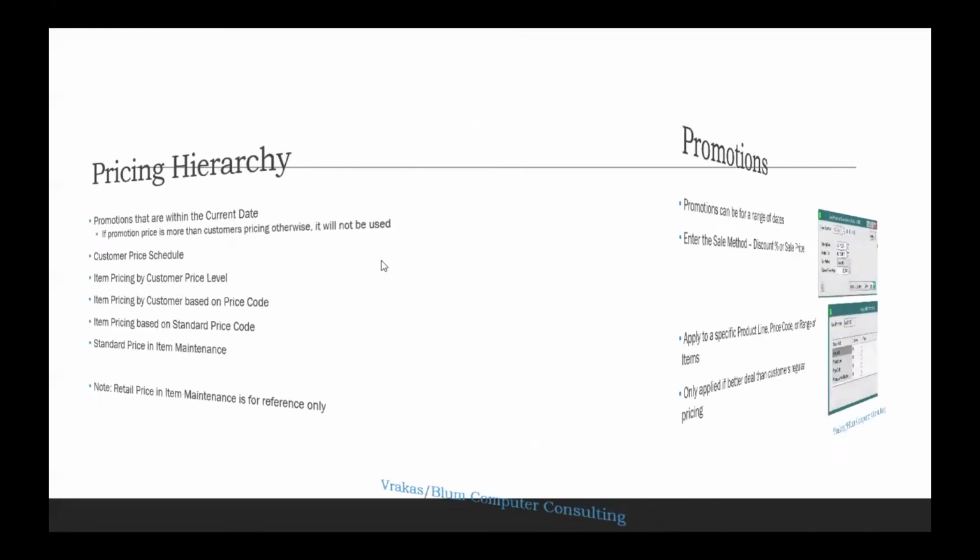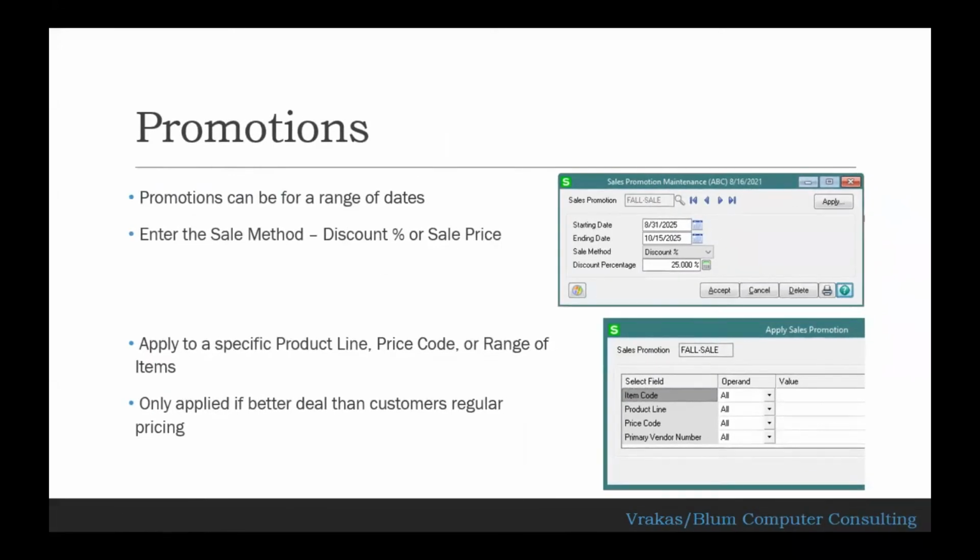So let's go into detail on each of the different pricing levels through the hierarchy. Okay. First up, we've got promotions. You can see over here in sales promotion maintenance, we've got the name of a sales promotion. It's got a starting and an ending date. You can leave the ending date blank to have this go on forever. My guess is for sales promotions, most people don't want this to go on forever. You want to have a promotion and have it end.